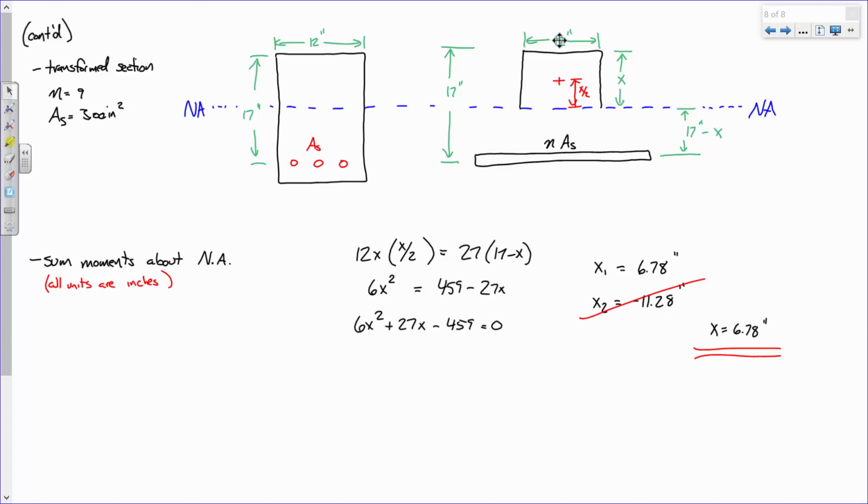You look at this expression, and we have to break out the quadratic formula. A is 6, B is 27, C is negative 459, negative B plus or minus the square root of B squared minus 4AC, all over 2A. We got 2 values of x. One of them was negative, and that value obviously doesn't make sense, because that would mean that the centroid is above the beam, which wouldn't make sense for this configuration. And so x is 6.78 inches.